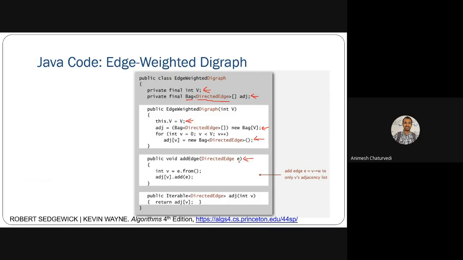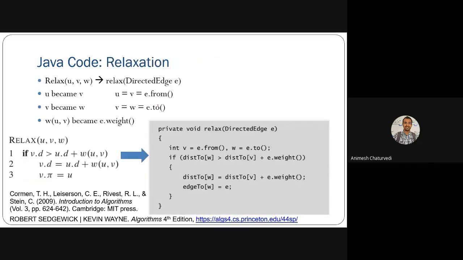What are the edges that are being added? Each time the vertex v is added with some edge, and that edge contains the information of v, w, and the weight. So all three are given, and then the adjacency is created for this edge v driving to w. Then you can get this adjacency based upon this iterable of directed edges.